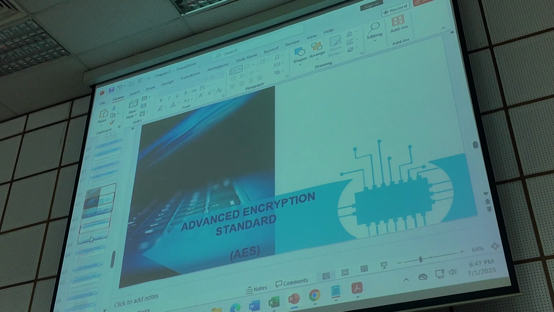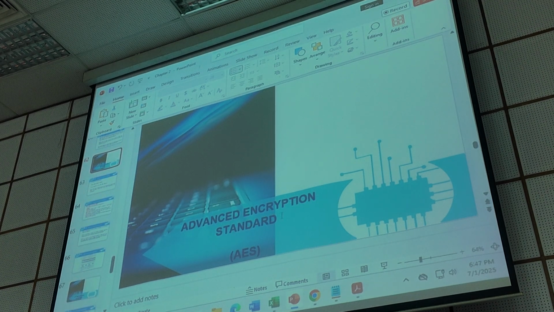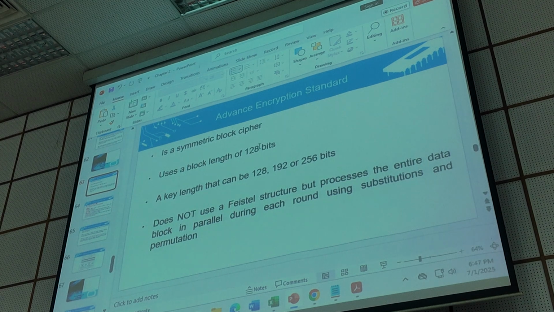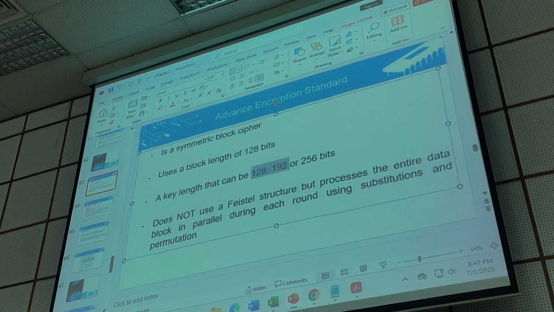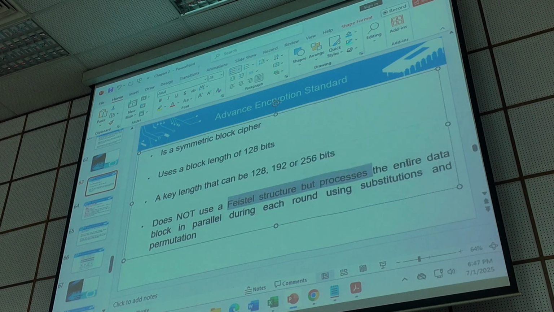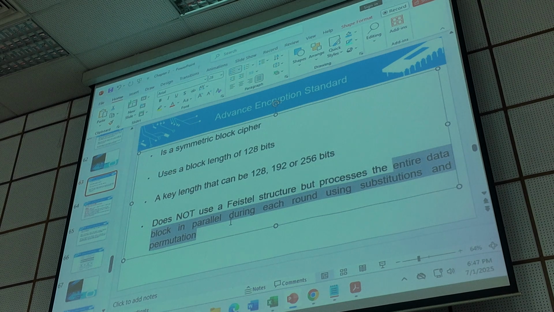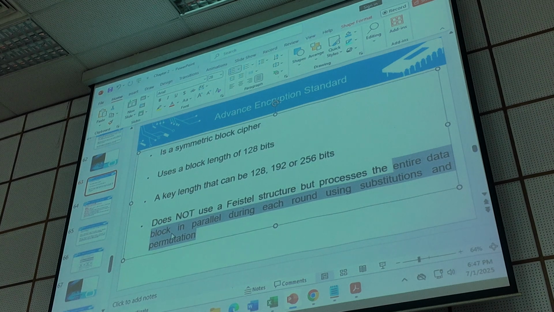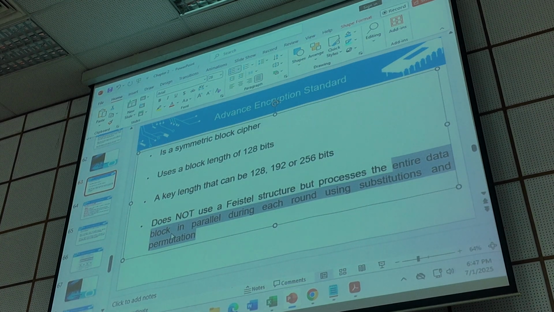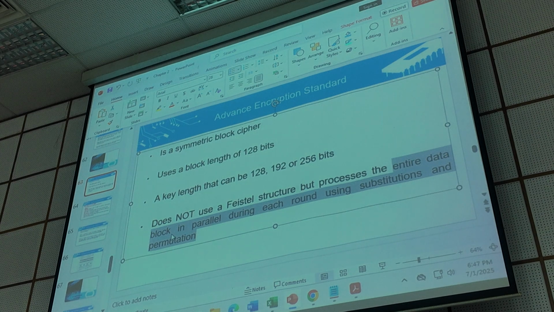So they proposed another algorithm known as AES. In AES, the block size is 128 bits. It's much larger compared to DES and 3DES. And the supported key lengths are 128, 192, and 256 bits. And it is not using this Feistel cipher structure. It will run the entire data in parallel using the techniques of substitution and permutation. So the process is much faster compared to 3DES.